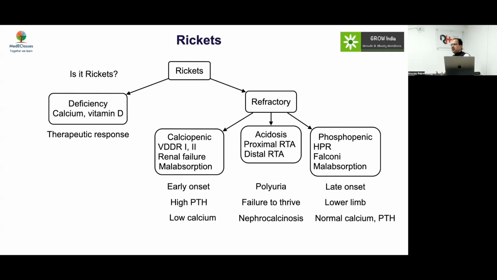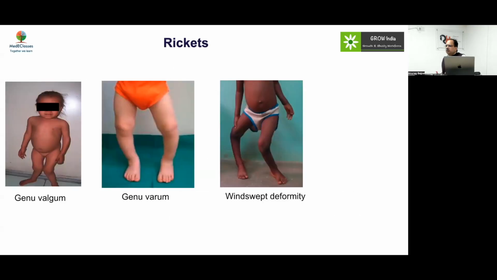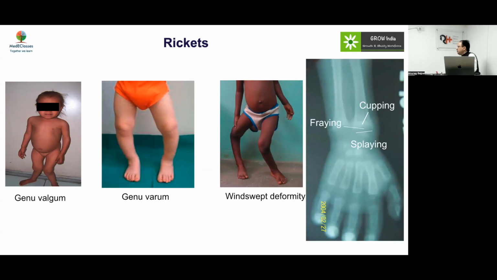Now the big question is, when you're facing a child with rickets, is it really rickets? If it's rickets, is it refractory rickets or not? And then finally, what is the cause? So rickets, of course, is a radiological diagnosis, but clinical parameters can give you a clue. So you can have a genu valgum, genu varum, and windswept deformity. Now remember, genu varum may actually be a normal phenomena in infants. So if you have a windswept deformity or a genu valgum, that is much more significant. But remember, at 1 to 2 years, you can have some form of bowing which may happen. And of course, we know about the cupping, fraying, and splaying. All those are characteristic.